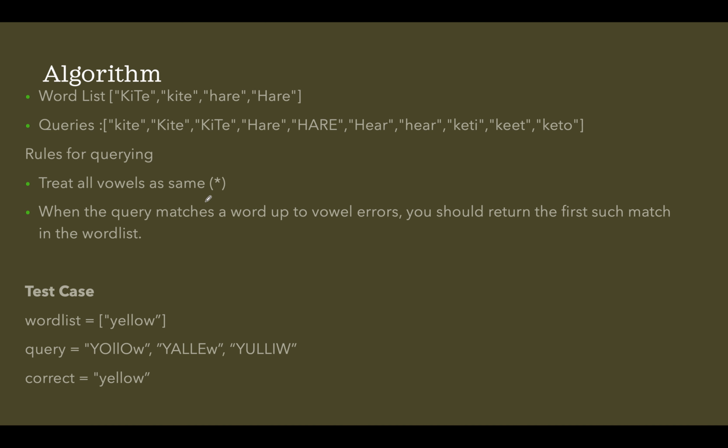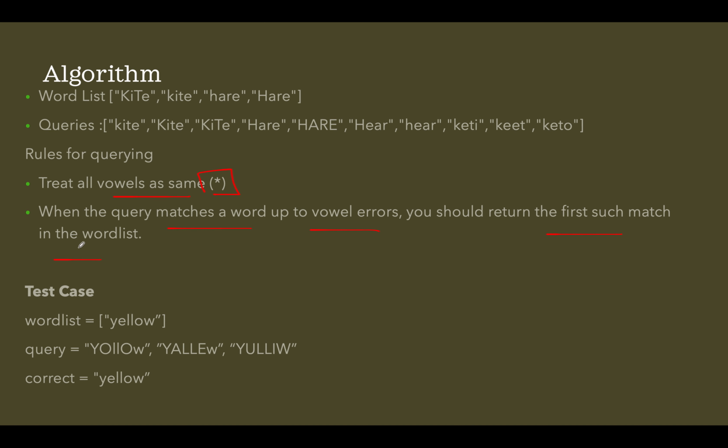The rule says treat all vowels equivalent to each other, and we can generate a pattern out of it and replace all the possible instances of a vowel in the string by a star, hash, any special character that you want to keep. Also, when you query a word that matched to the vowel errors, you should return the first matching one in the word list, similar to what we discussed in the previous example.